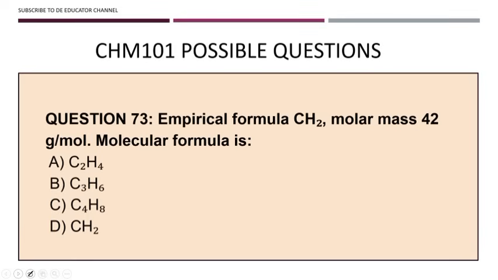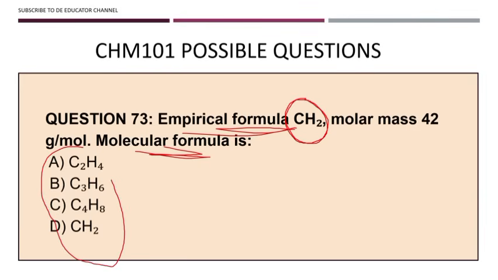73. Empirical formula. Please take note of formulas. We have empirical formula, molecular formula, structural formula, and other formulas. But for calculation, the formulas you take note of are the empirical formula and the molecular formula. The empirical formula is the simplest formula. Like if you see CH2, CH2 cannot be broken down again. But some molecular formulas can still be broken down. So the question is, there is a particular compound among these options whose empirical formula is CH2 and the molar mass is 42.